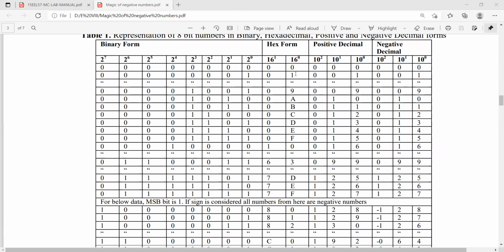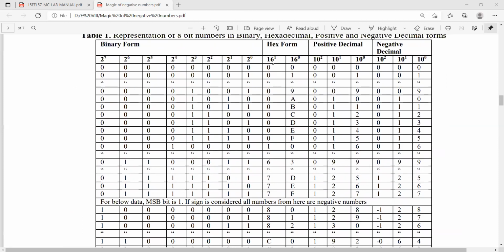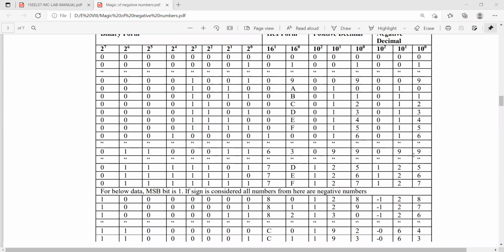This is positive 0, 8-bit data, going up to 7F. 0, 0, 0, 1, and so on: 09, 0A, 0B, 0C, 0D, 0E, 0F, 10, 11, and it goes on like this up to 7F. For all of these, this particular bit is 0. So all these are the positive numbers.